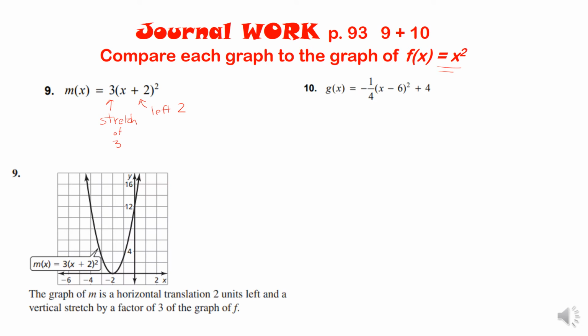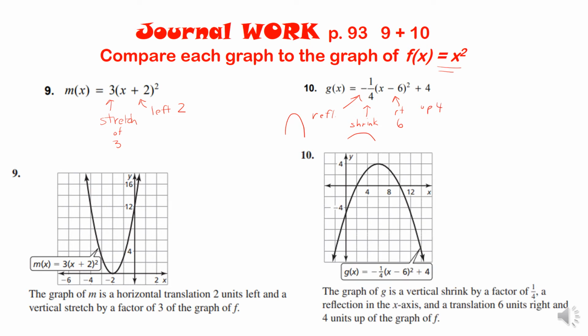Okay, now let's try this one. We've got a whole bunch of stuff going on here. We've got a reflection, which means our graph is going to be a sad face. We've got a vertical shrink of 1/4, so our graph is going to get wider. We've got right 6 and up 4. So here's a graph explaining all of that, and that's what your graph would look like.